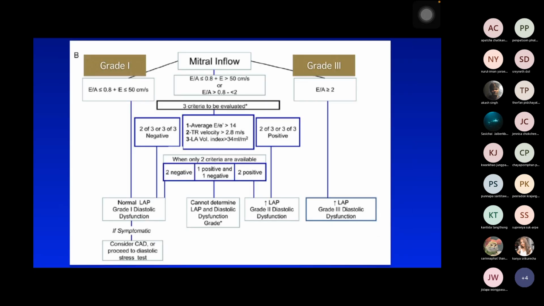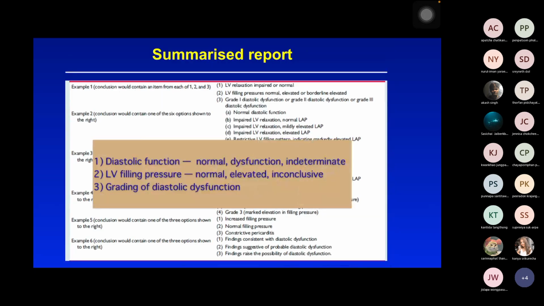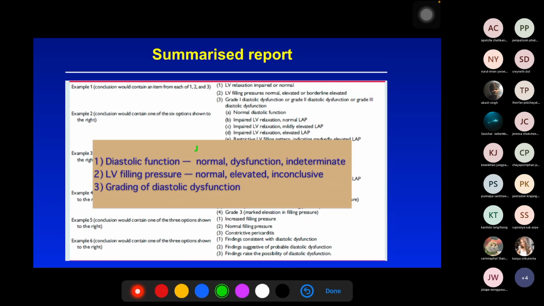Okay, summarize the report about the diastolic function. The first one, the diastolic function in this patient is normal or abnormal or indeterminate. Normal is 0 or 1 parameter from the 4 variables being abnormal.